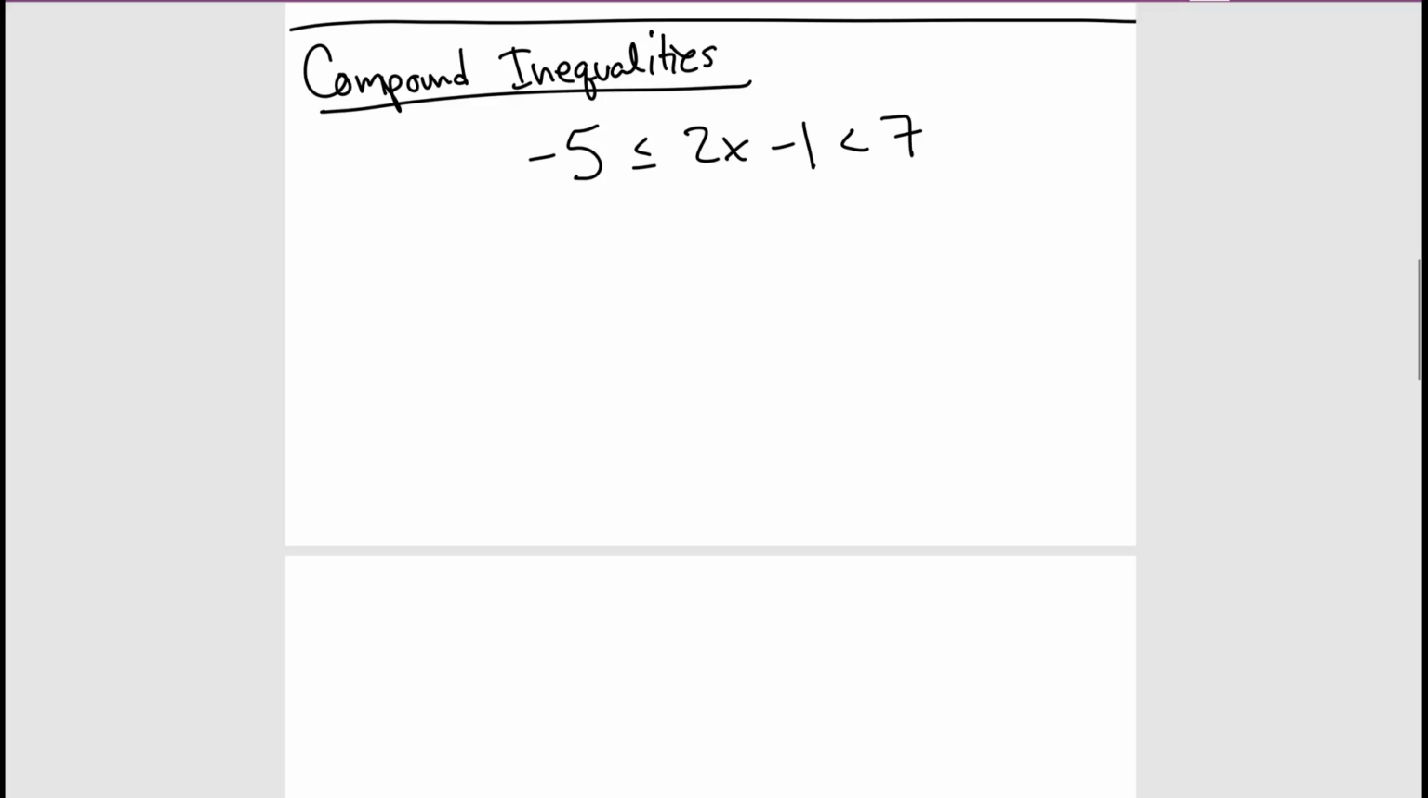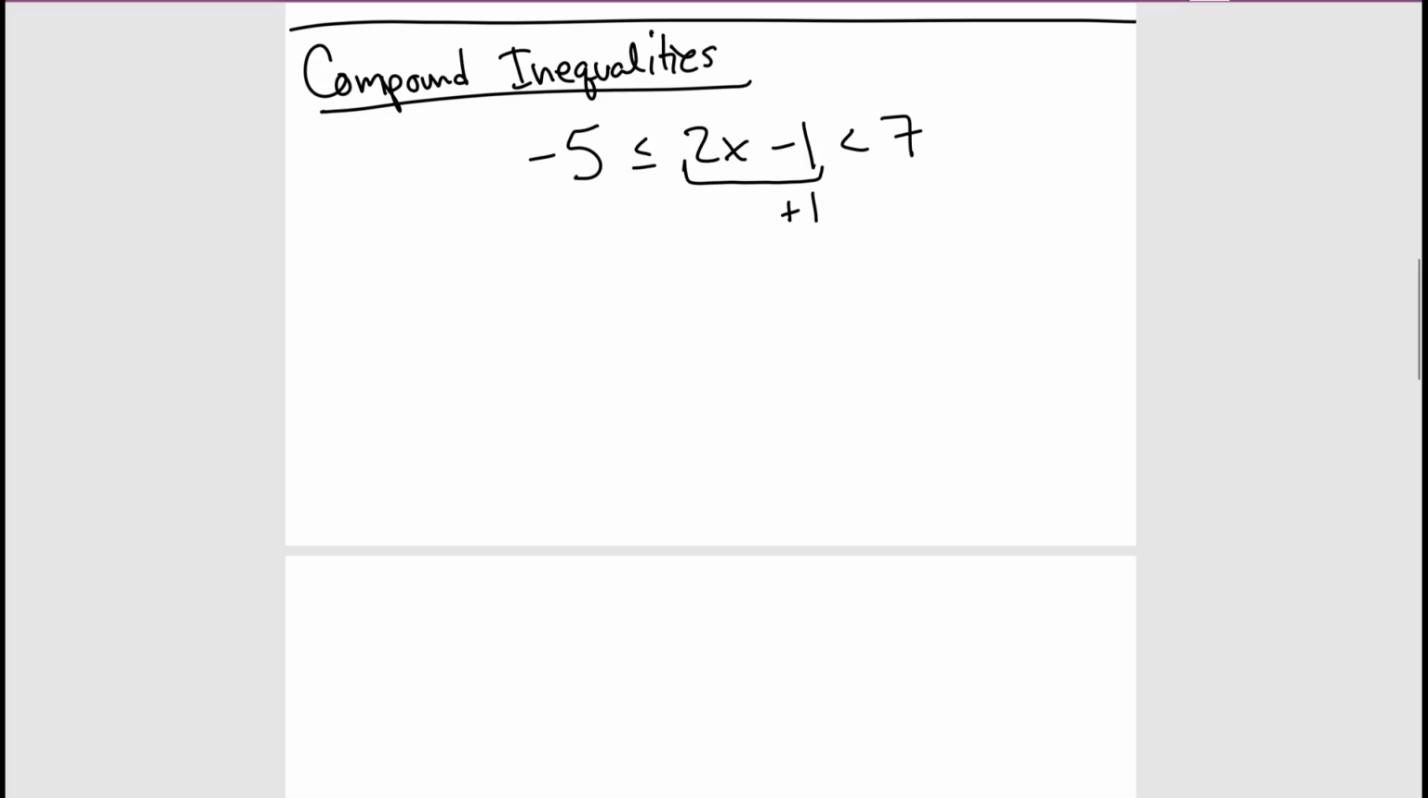Here we continue with compound inequalities. So sometimes inequalities are going to look like this, where you have two sides. So that means that you have this 2x minus 1 bounded between a -5 and a 7. The thing that you want to do is still isolate this x, but I want to get rid of this minus 1. So I have to add 1.